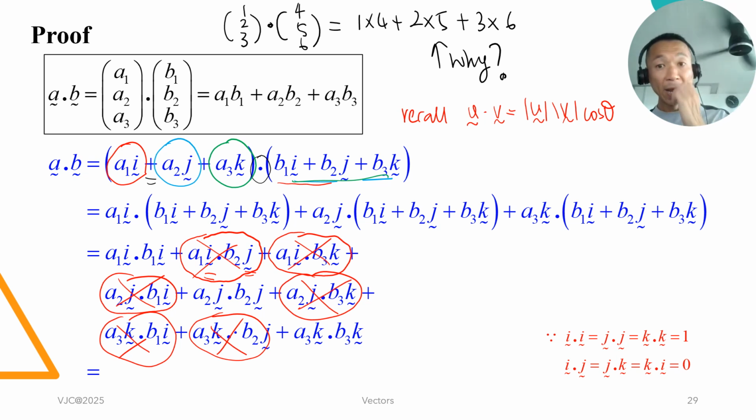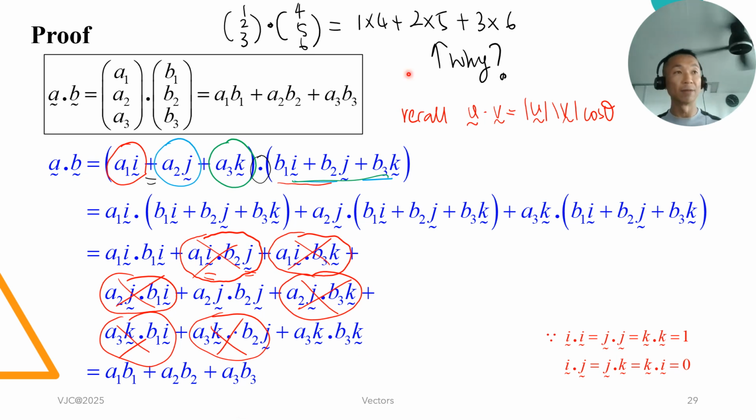What you are left with is I dot I, j dot j and k dot k. But what is I dot I? I dot I is 1, j dot j is 1, k dot k is 1. Again, why? Because what is I? I is a unit vector in the x direction. So for I dot I, the magnitude of I is 1. So 1 times cosine 0 is also 1. So surely it must be 1. So we end up with this result here.